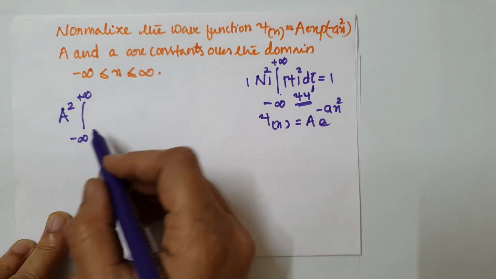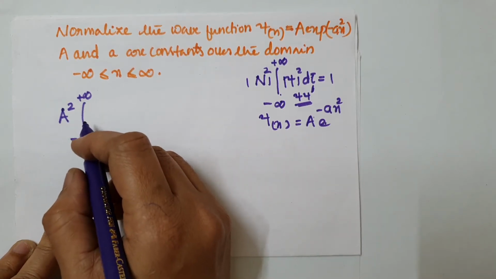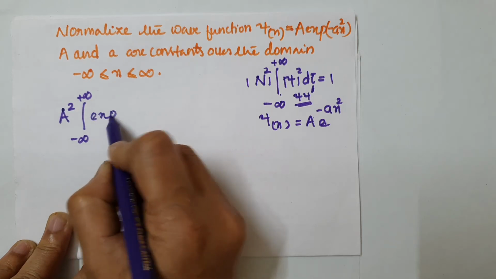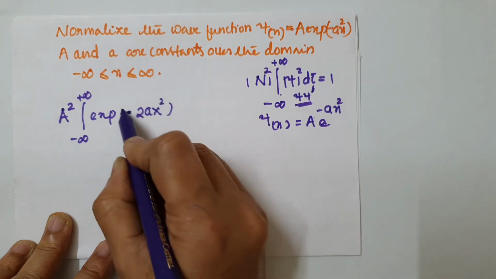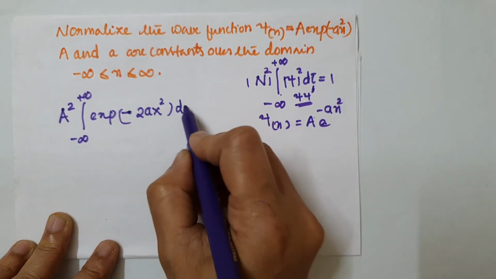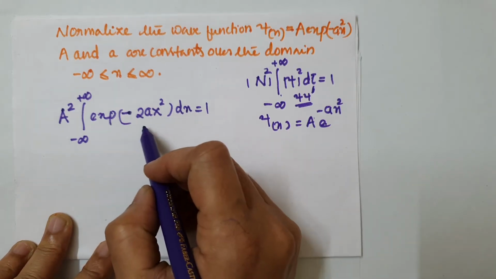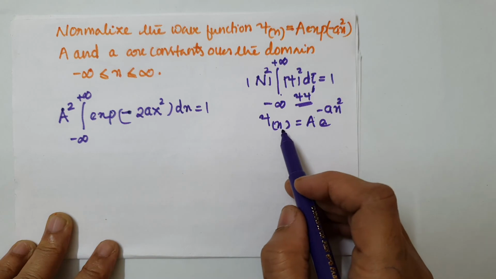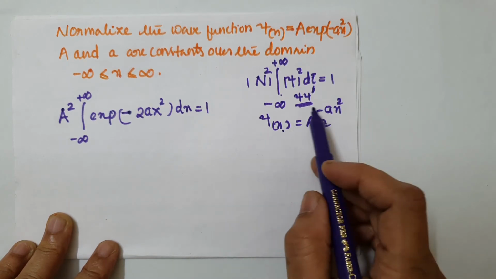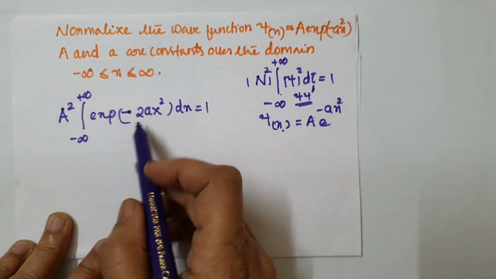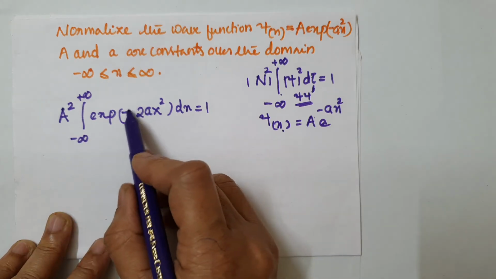That is A squared times the integral within this limit of exponential minus 2a x squared dx is equal to 1. This is psi star, psi is this one, multiplied with psi star. This is a real function, so we are just taking the square. So this will be 1.